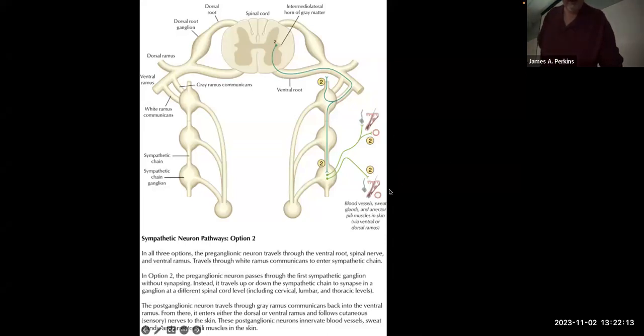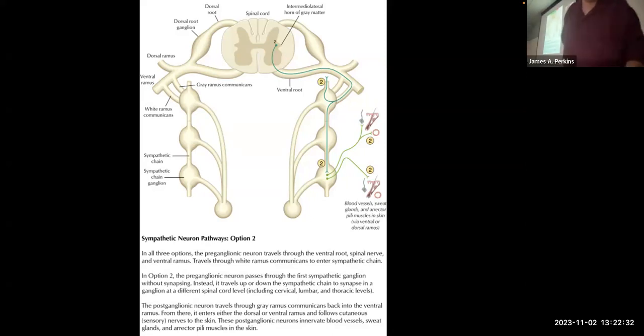And the postganglionic neurons will then travel through a gray ramus communicans from the sympathetic chain back to the spinal nerve, and then follow the sensory branches of that spinal nerve out to that dermatome at that level.